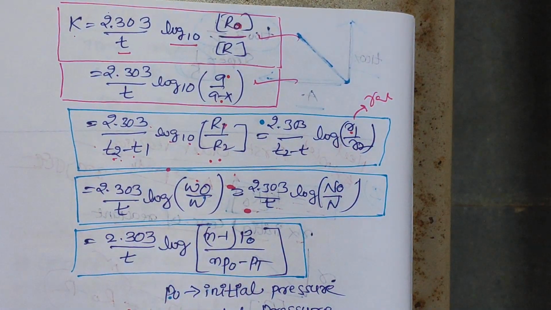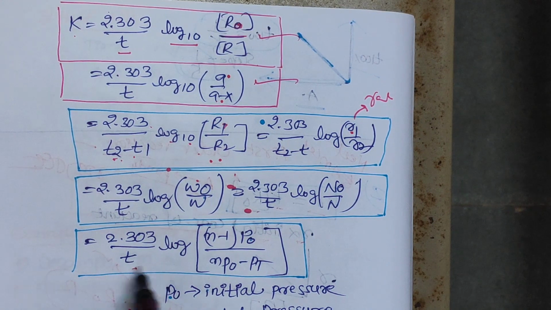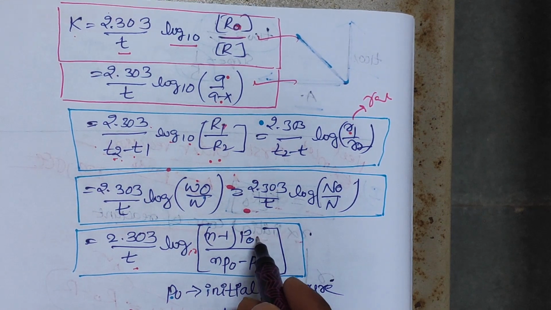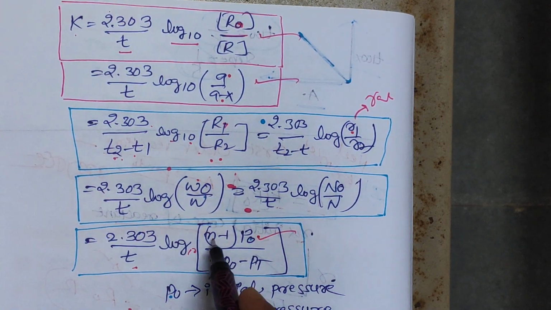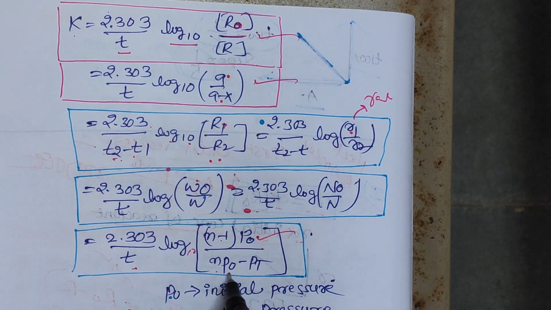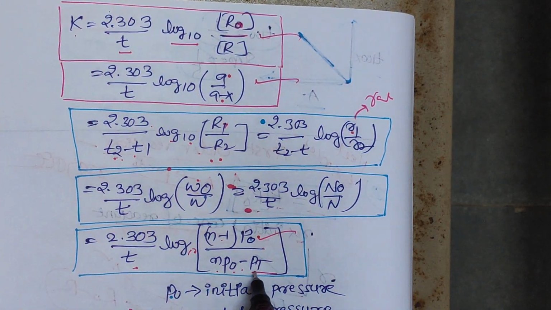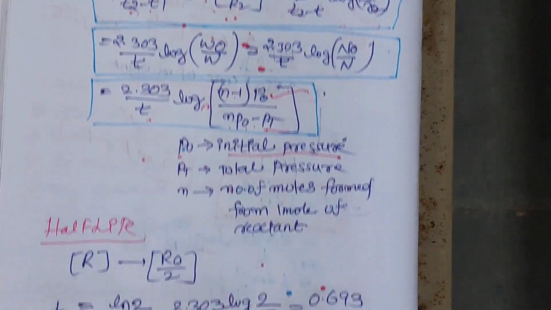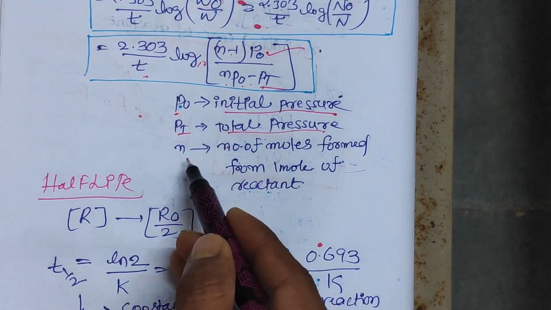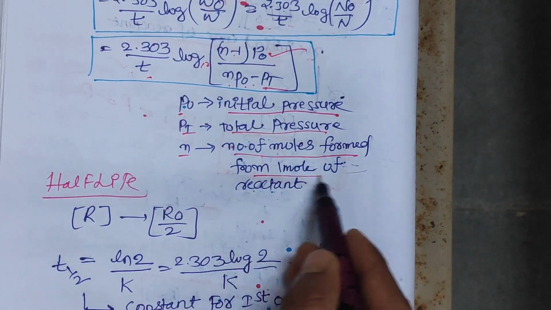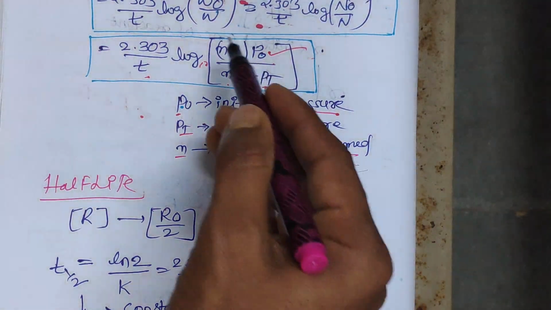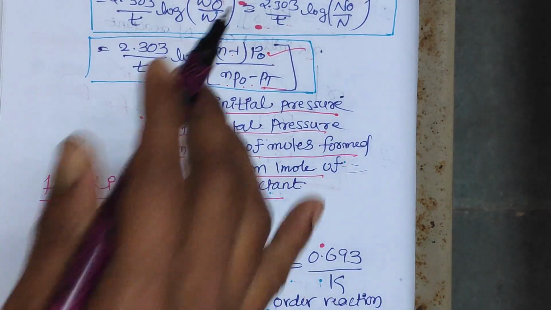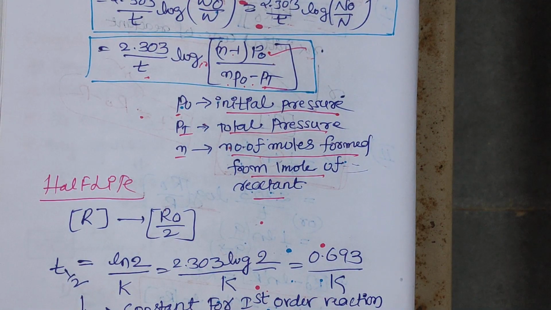R1 means concentration 1. If it is given in pressure form, K is equal to 2.303 by t log 10 of n minus 1 P naught by n P naught minus Pt. Here P naught is the initial pressure, Pt is the total pressure, and n is the number of moles formed from 1 mole of reactant. You have to find that out. This is the main formula you have to remember. You are getting my point.